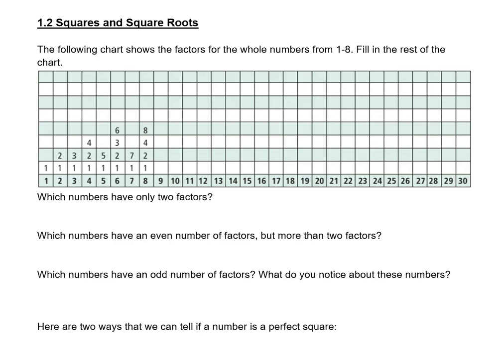Okay, let's look at some squares, and now we're going to go on to square roots. So the following chart shows factors for whole numbers from 1 to 8. All the factors of 1 are 1. Only 1 divides into 1 evenly. For 2, 1 and 2 both divide in evenly. 3, 1 and 3, 4. You can divide by 1, you can divide by 2, and you can also divide by 4, etc.